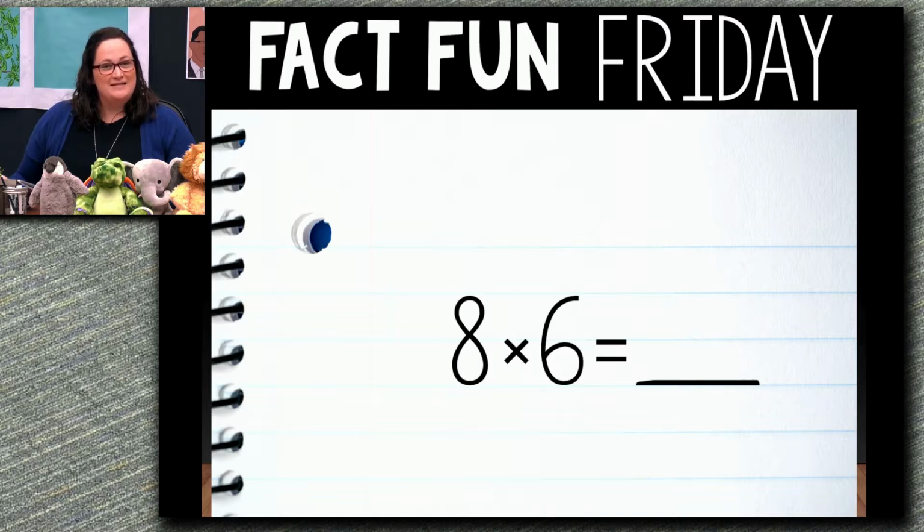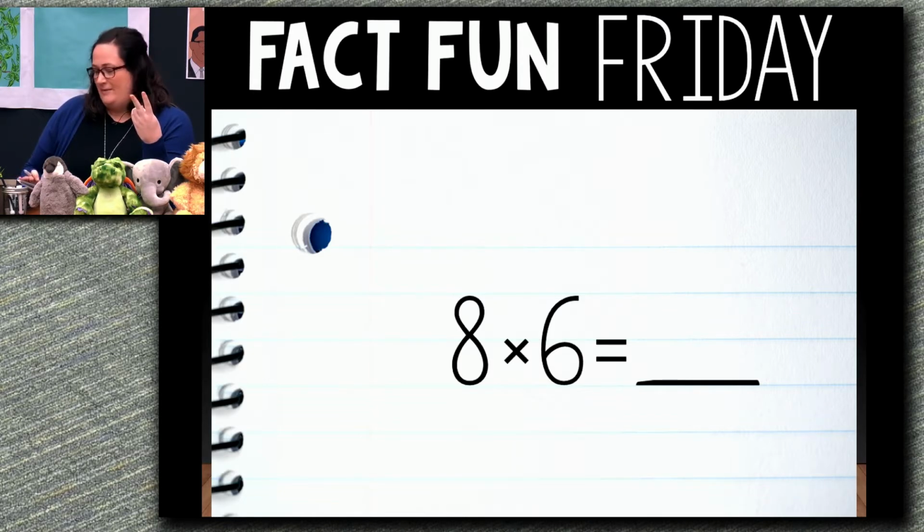8 groups of 6. What is it? This is one I memorize. I say it like this: 6 times 8 is 48. You do it with me. 6 times 8 is 48. But Mrs. Wally, it says 8 times 6, not 6 times 8. I know, but in multiplication, you can flip it.